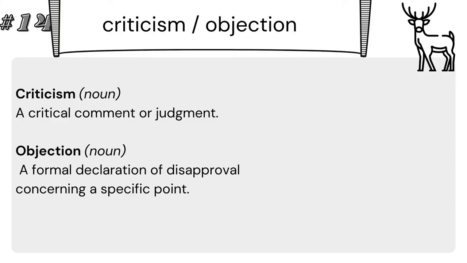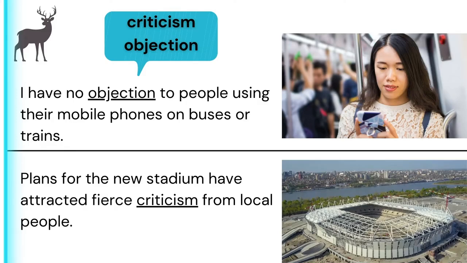Criticism, objection. Two nouns which have a similar meaning, but they sound different. So criticism is a critical comment or judgment. So she gave my video lots of criticism. Objection, a formal declaration of disapproval concerning a specific point. Excuse me, teacher, I have an objection to your teaching methods. I have no objection to people using their mobile phones on buses or trains. Plans for the new stadium have attracted fierce criticism from local people.